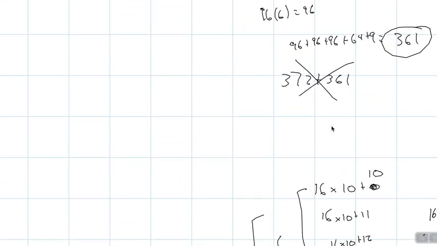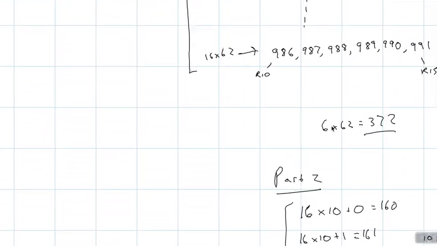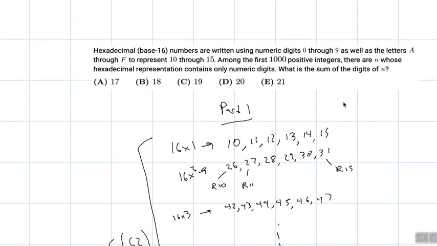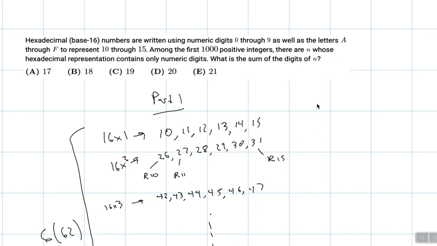And this problem is asking us, what is the sum of the digits of n? So basically, we found n. N is equal to 399. So the sum of those digits is 3 plus 9 plus 9, which is 21. So the answer is choice E.